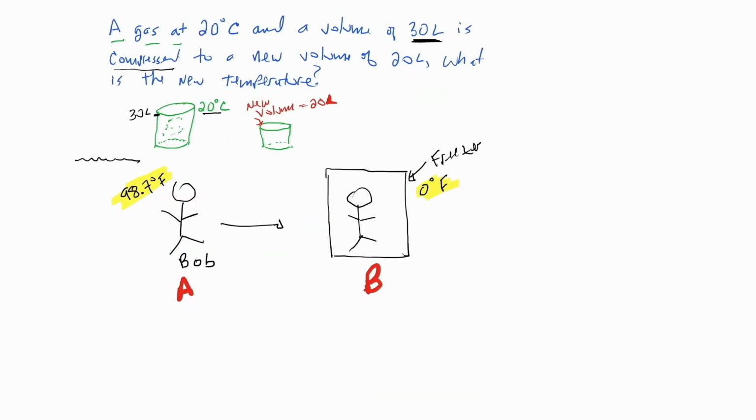I'm not asking how much does Bob weigh. I'm asking what's the new temperature in his new condition. In situation A, you had a T1, which was 98.7. In situation B, you have a T2, which is 0 degrees.